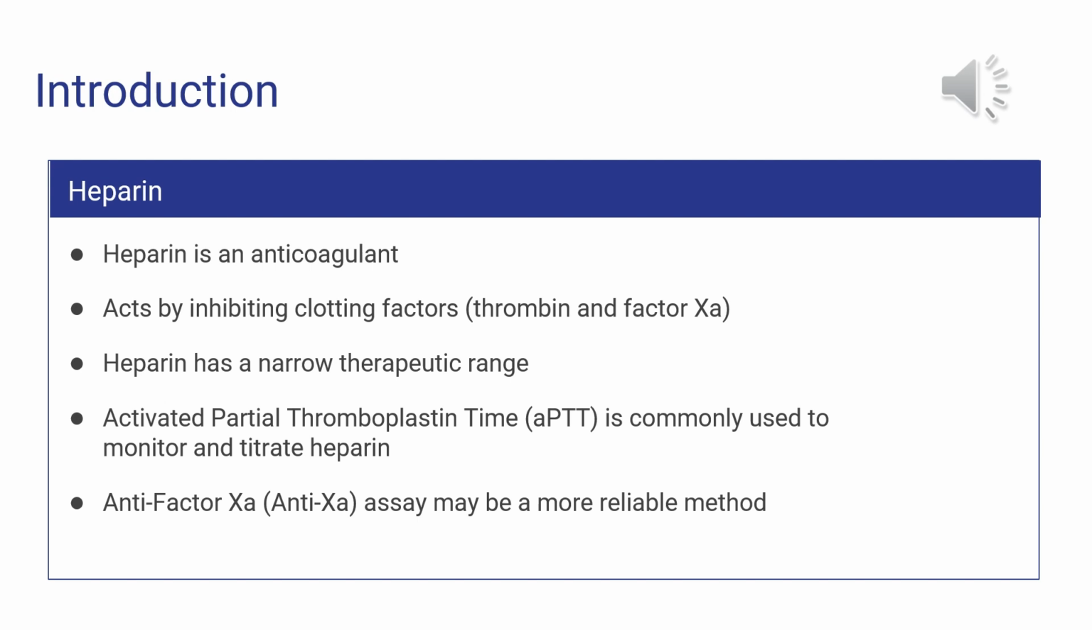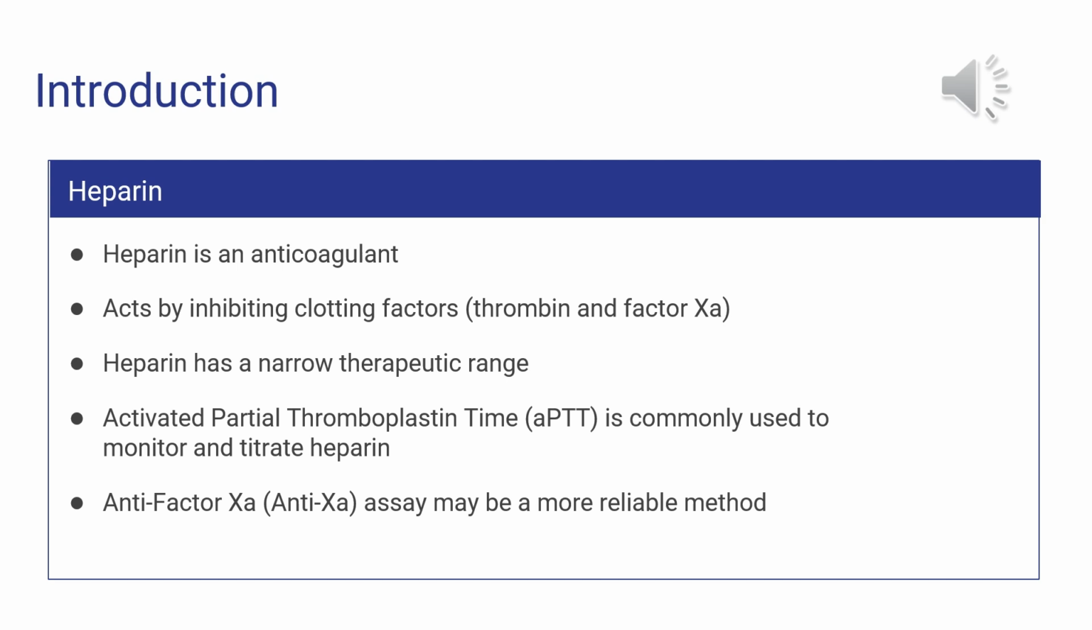Heparin is an anticoagulant and is commonly used in hospitals for the prevention and treatment of thromboembolic disorders such as deep vein thrombosis, pulmonary embolism, and acute coronary syndrome. It acts by inhibiting clotting factors thrombin and factor Xa. The therapeutic effectiveness of heparin is closely monitored to prevent both underdosing and overdosing.